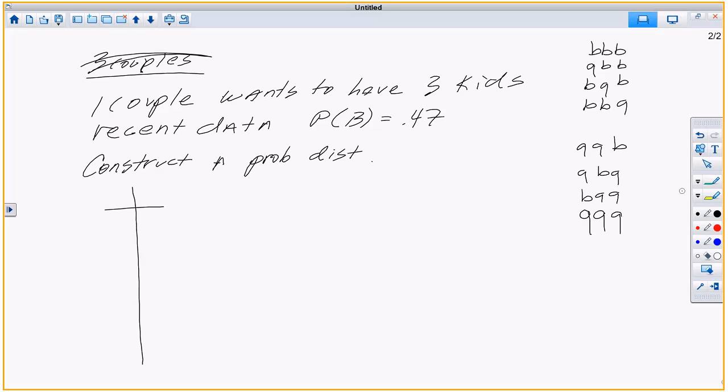Then you say, well, what's the probability of 0 boys? Well, that would be an event. The event right here is 0 boys. How many are 0 boys? Girl, girl, girl. So you go over here and you put girl, girl, girl. Probability of that event.